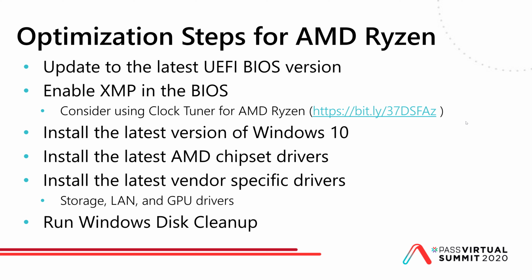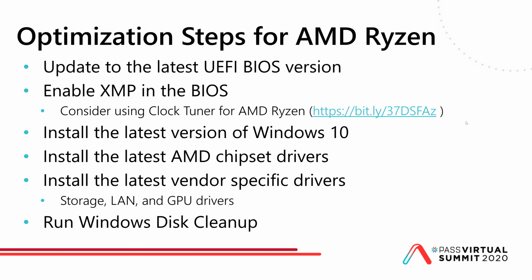And then after you have the system built and Windows is installed, you want to go in and enable XMP in the BIOS, which makes your DDR4 3600 memory run at its full XMP speed instead of the JEDEC speed, which is quite a bit slower. And this is actually pretty important for AMD Ryzen processors. So at a bare minimum, do that.